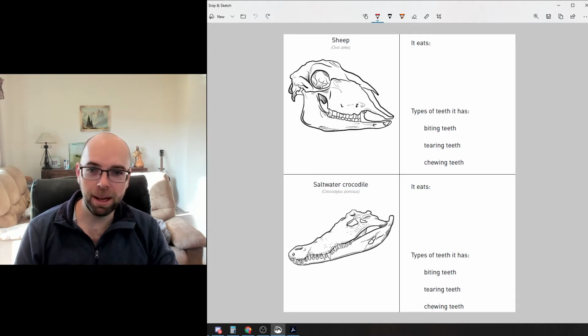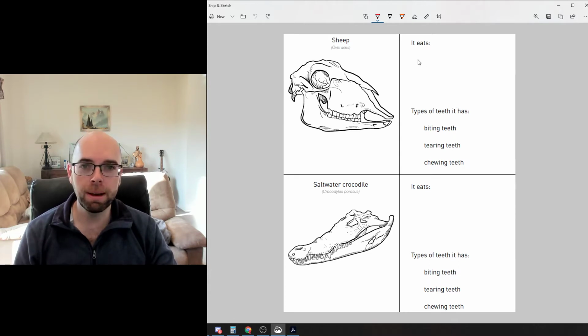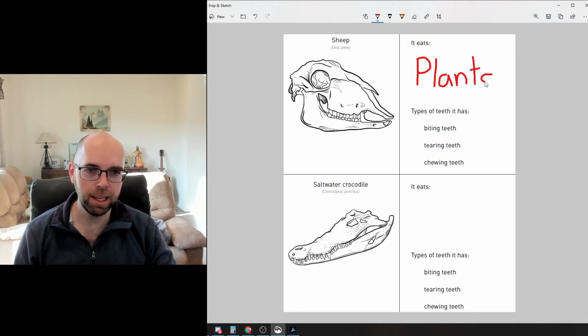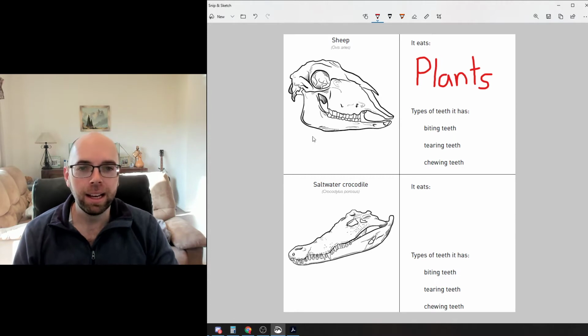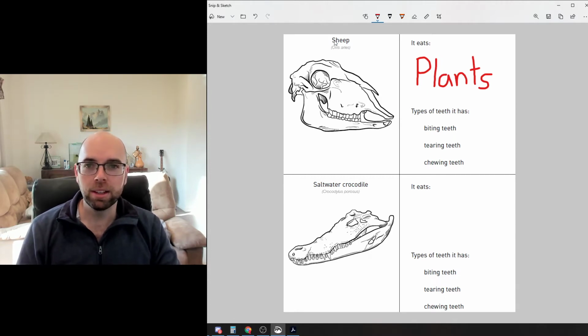Or are they chewing teeth? Okay, the back of the mouth, these ones here, these are actually chewing teeth. So do we think this sheep skull, by looking at this, do you think sheep eat meat or plants? They definitely eat plants. So I'm actually going to write plants here. Let's see if I can do it with my mouse. Let's try. It's a bit messier with my mouse. Plants. Mostly sheep would eat grass, wouldn't they? But I'll put plants because grass are a type of plant. Okay, so sheep eat plants, not meat.